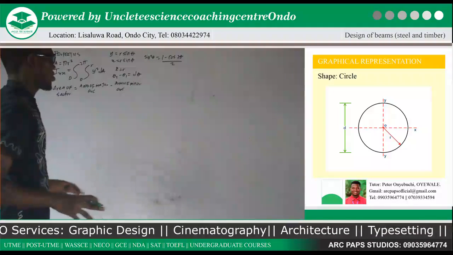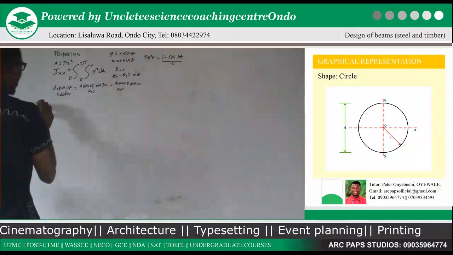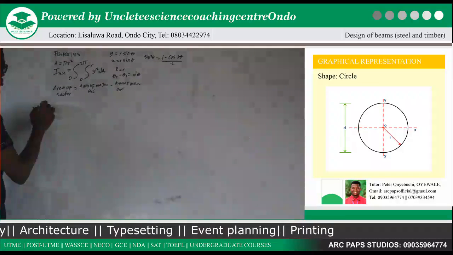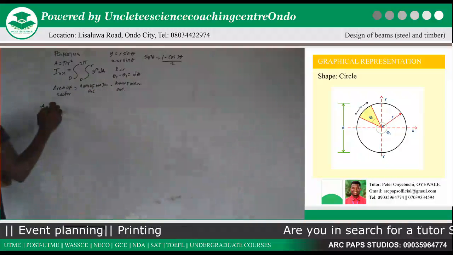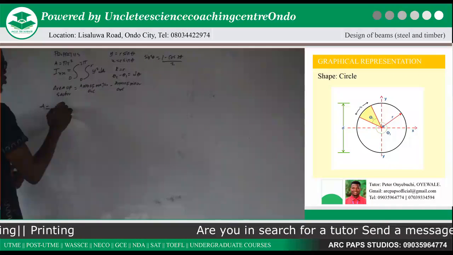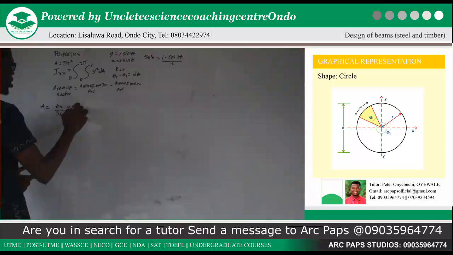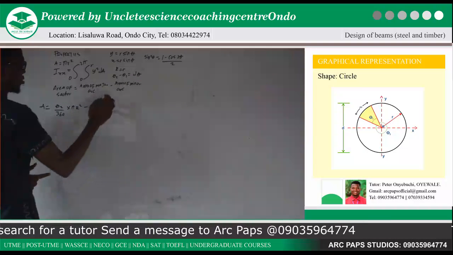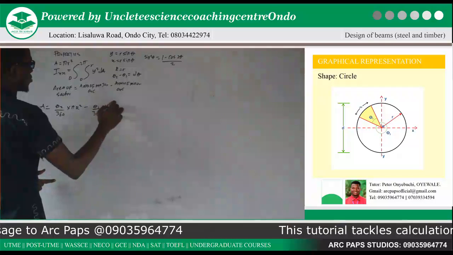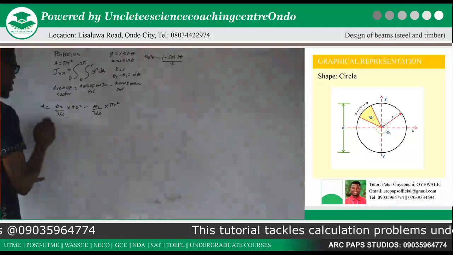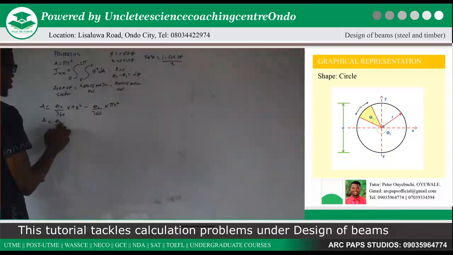Now welcome everybody. We are going to be dealing with a circle. Now, given already that area of a sector is equal to area of the major arc minus area of the minor arc. Now our A will then give us theta 2 divided by 360 times pi r squared minus theta 1 divided by 360 times pi r squared. That is the bigger representing the major arc while the smaller representing the minor arc.